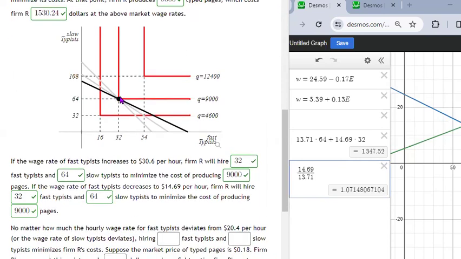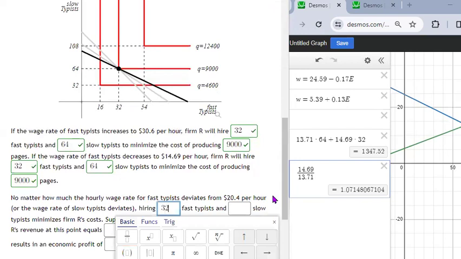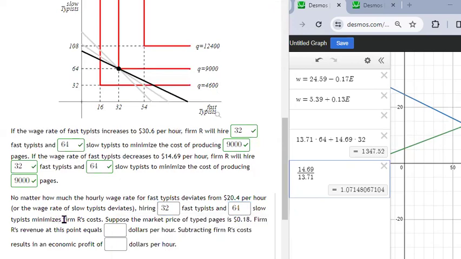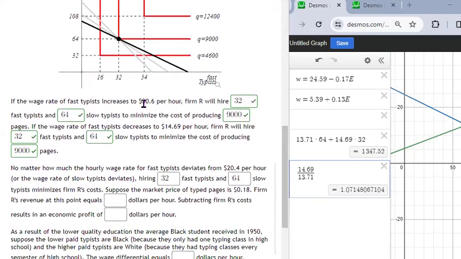In all three scenarios, this black dot is the cost minimizing level of employment, right? So no matter how much the hourly wage rate for fast typist deviates from the market wage of $20.40 per hour, hiring 32 fast typists and 64 slow typists minimizes firm cost. Again, because they're perfect complements, right? Fast typists and slow typists are perfect complements.